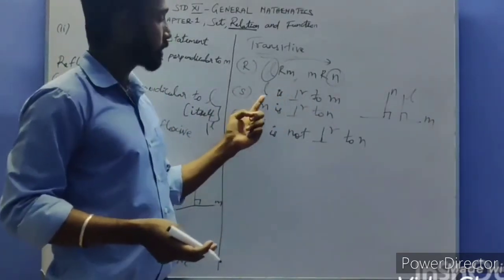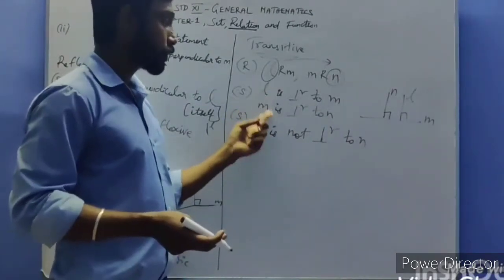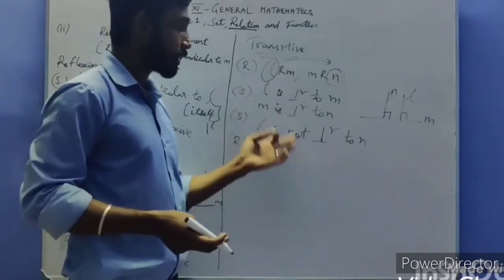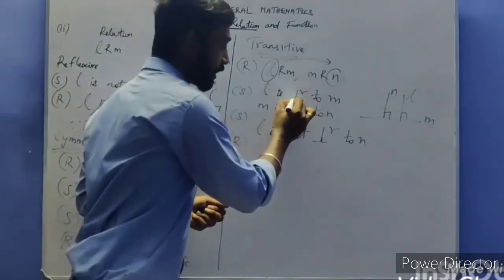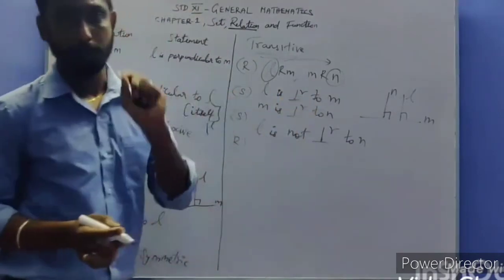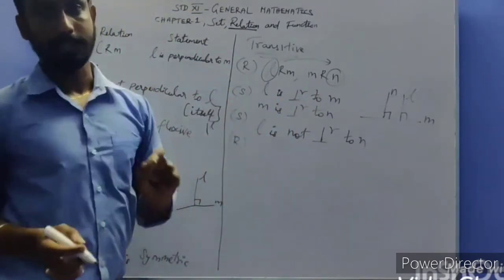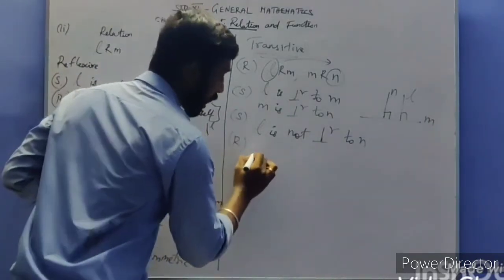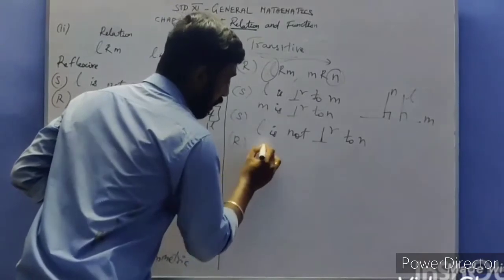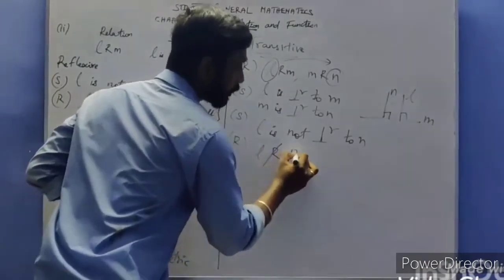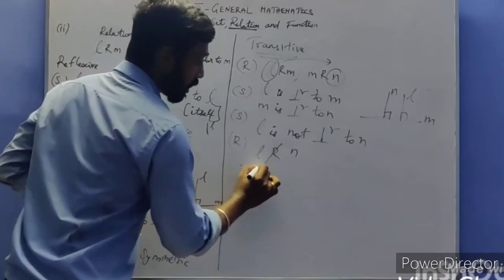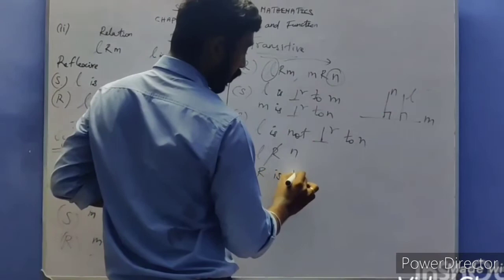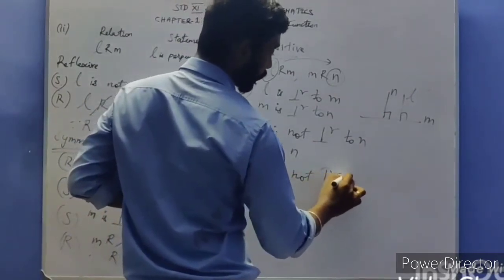Because of the first, second and third statements, the first two statements are possible but the third statement is not possible. If out of the three statements any one is not possible, it is not transitive. It is a condition. Now we have to write that L is not related to N. So R is not transitive.